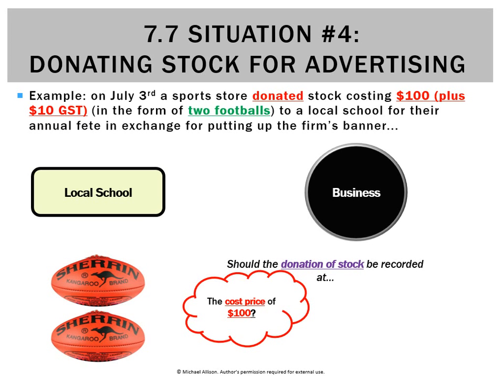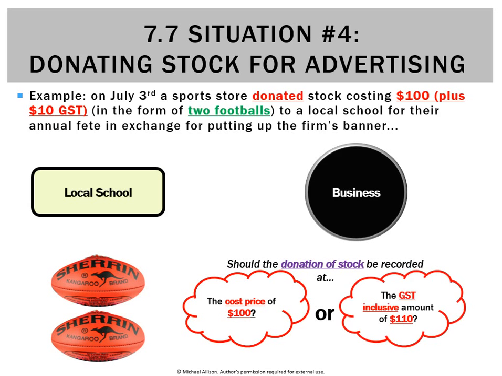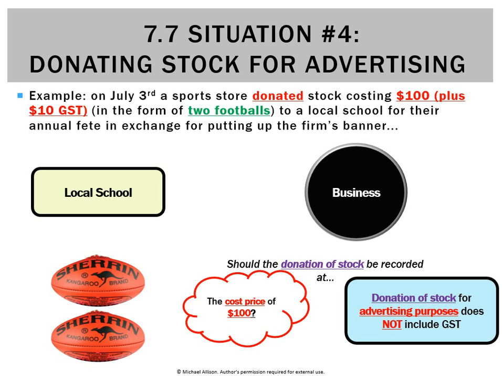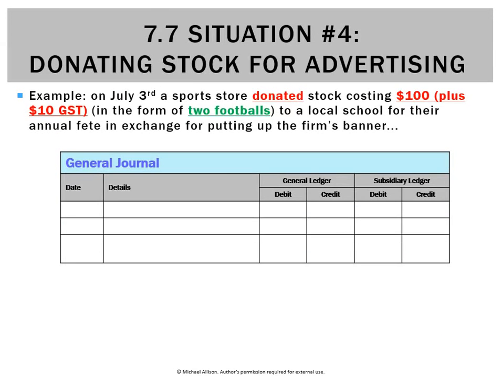And again, we need to look at the issue of cost price. Do we record this at a cost price of $100 or the GST inclusive amount of $110? Well, the $10 GST has already been paid by the firm, so we don't need to account for that. It's already been done. So what we'll do is just record this donation or advertising at $100 as the cost price. So that's going to go in our general journal.